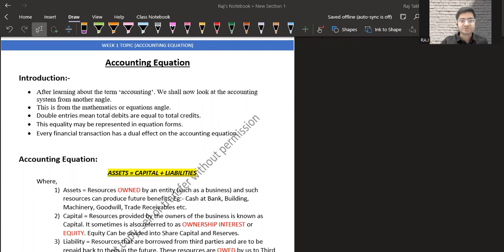Like every equation has a left hand side and a right hand side, accounting equation also has these two sides. In accounting equation, the left hand side represents all those resources that the business owns, whereas on the right hand side, we have all those resources that are not owned by the business but are owed to somebody else. If it is owed to some third party, it is liabilities. If it is owed towards the owner of the business, it is capital.